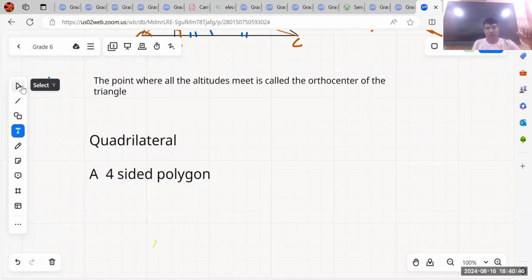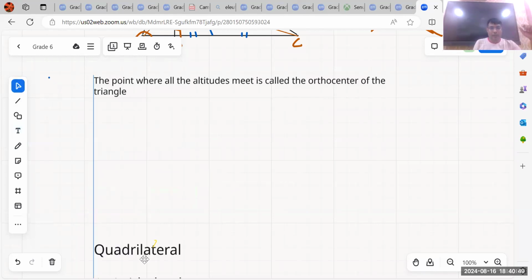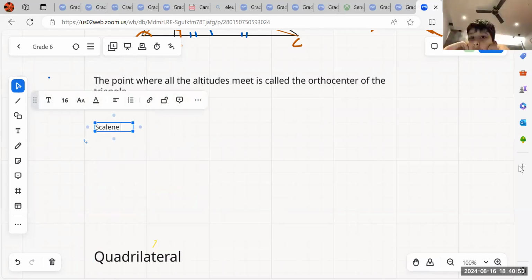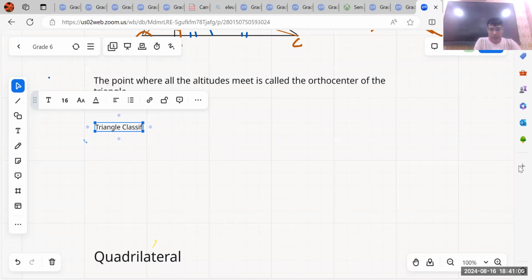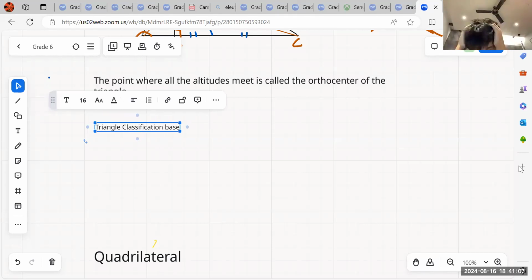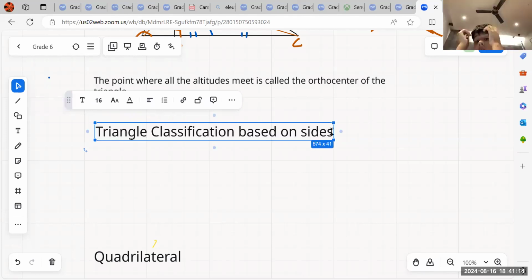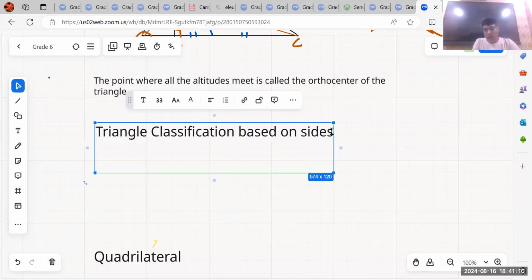Okay, I'll give you some notes with respect to triangles. First of all, triangle classification based on sides. It only has 3 sides because it's a triangle. Let me write it down. We will separate triangles based on the equality of their sides. So first is scalene.